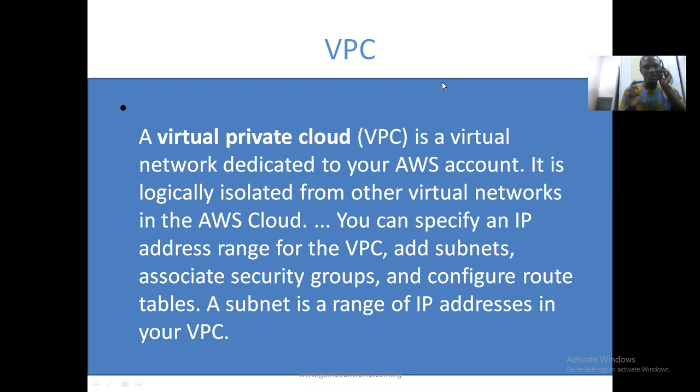It's unique. Every VPC has a unique ID to your account. It's not about the number, it's the unique ID. We are going to talk about the unique ID, so that when you want to refer to your own VPC, you refer to that unique ID associated with your account. You can specify an IP address range for the VPC, add subnets, associate a security group, and configure a route table, and a subnet is a range of IP addresses.